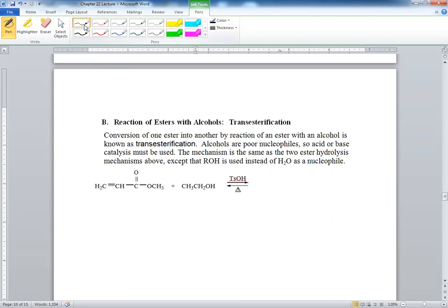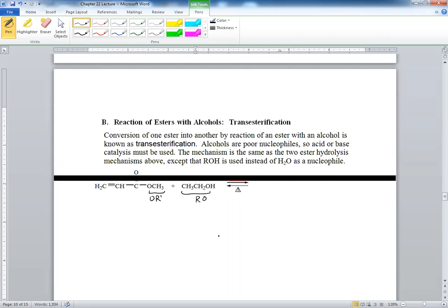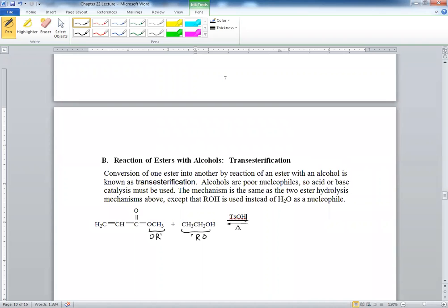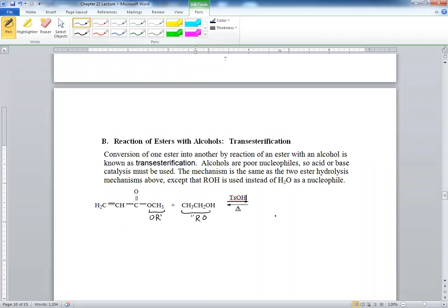All that's going to happen, it's a very simple reaction, is that you're going to take this OR group and replace it with this OR group. So we generally say this is OR1 and this is OR2, just to put a distinction between them. So the product, using tosic acid, would be the following.